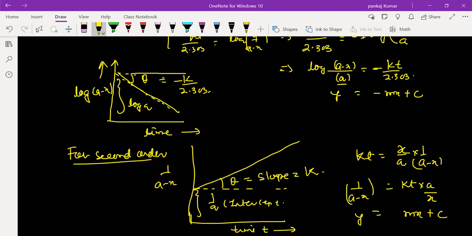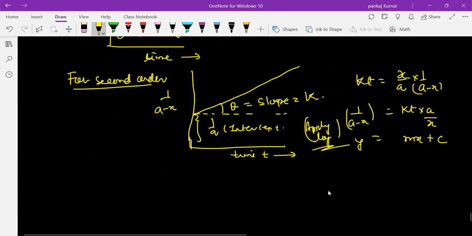That will be log 1 by a. You have to apply log here, isn't it? Apply log, then you'll get the answer. Second order. Have you understood this one? Yes, sir. This is 1 by log. If you put the log, then you will get the answer.